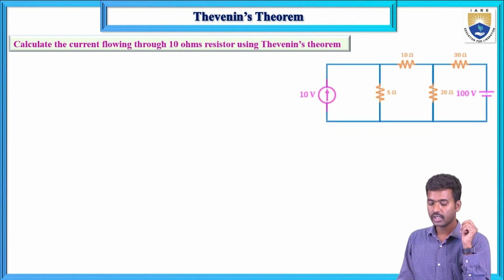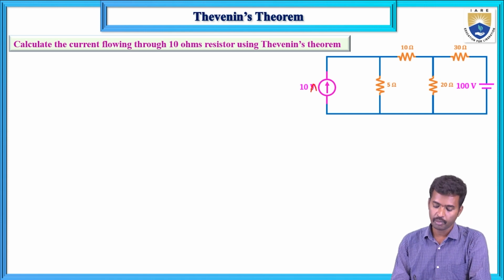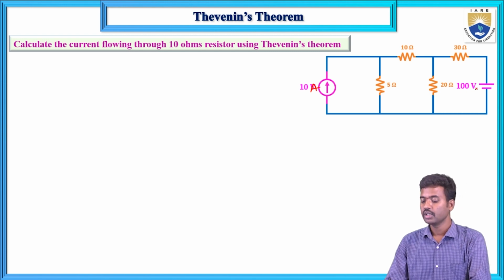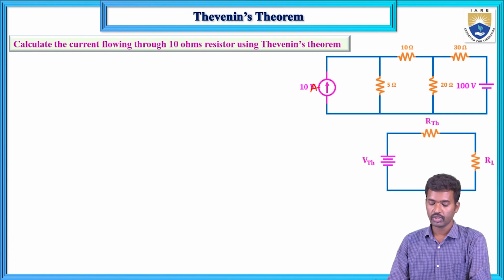Here is the circuit, a current source problem with one current source and one voltage source. The current source value is 10 amperes, the voltage source is 100 volts, and the resistors are 5, 10, 20 and 30 ohms. The circuit is replaced by a single equivalent circuit, where RL equals 10 ohms.